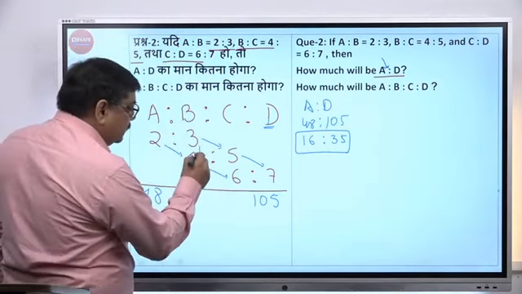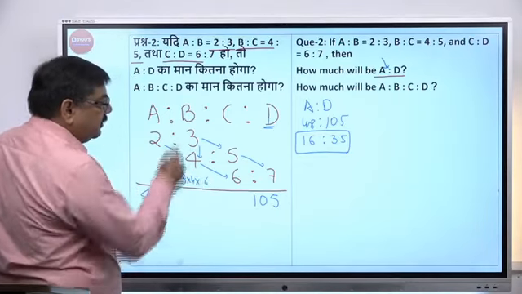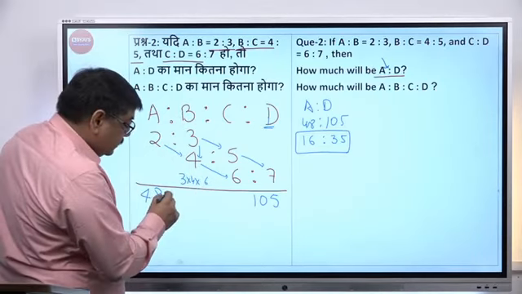So let us find out. So what we get here is 3 into 4 into 6 for B. All right. So that is 3 4s are 12 and 6 is 72.